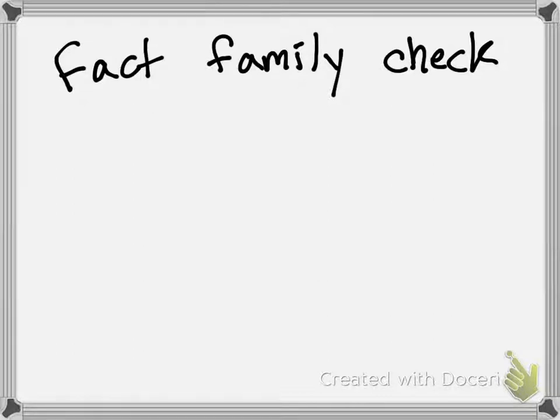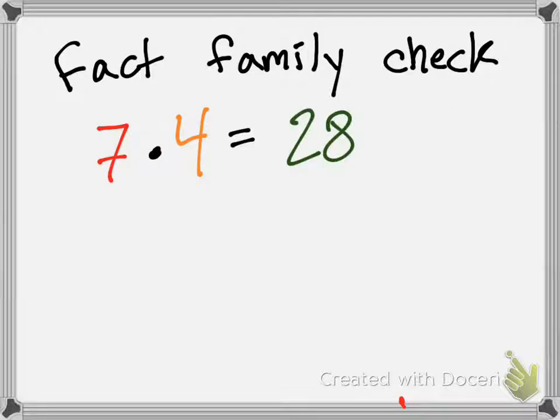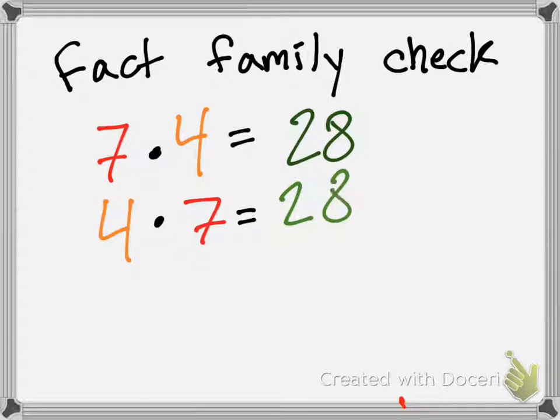If we did our fact family check, let's look at this. We have 7 times 4. Actually, I'm going to do this in better color. 7 times 4 is equal to what? Who can tell me? Jaden. 28. Right. Here's our next fact family part. 4 times 7. What is 4 times 7? Lucy. It's also 28.